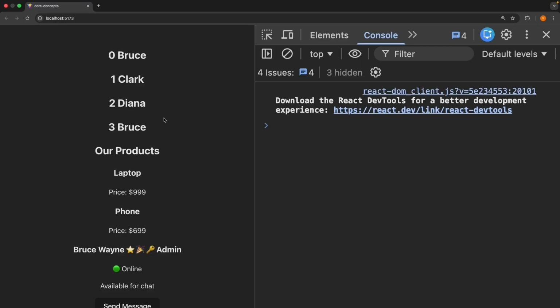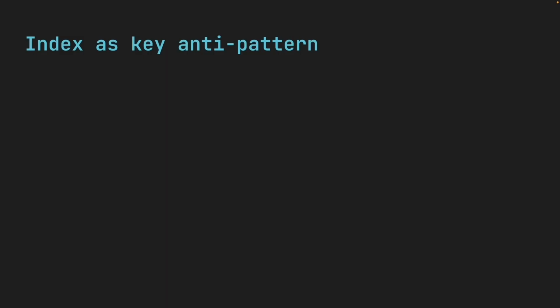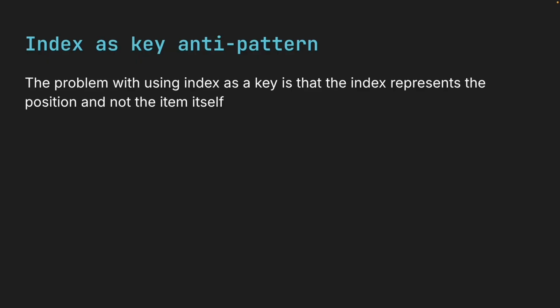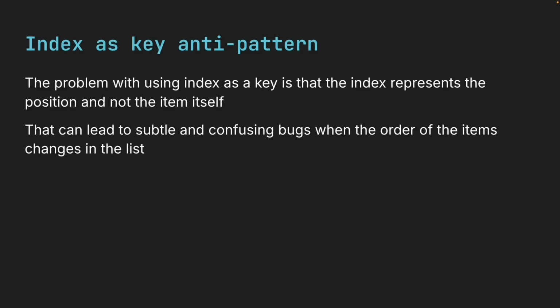Now you might be tempted to use an item's index as the key all the time. In fact, that is what React will use if you don't specify a key at all. But the problem with using index as a key is that the index represents the position, not the item itself. And that can lead to subtle and confusing bugs when the order of the items changes in the list.